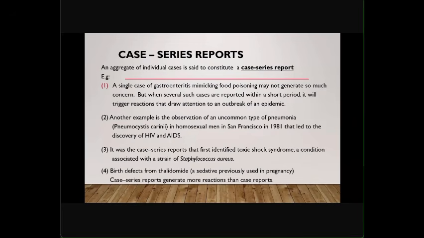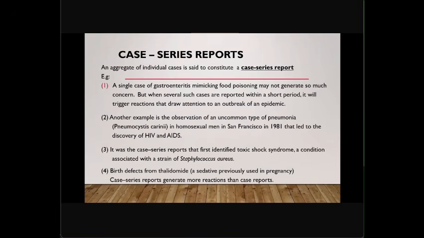So these are cases that are reported in series, one after the other. Whenever we see a case series, the first thing that comes to our mind is an outbreak. Maybe in this case, food poisoning, or whatever.